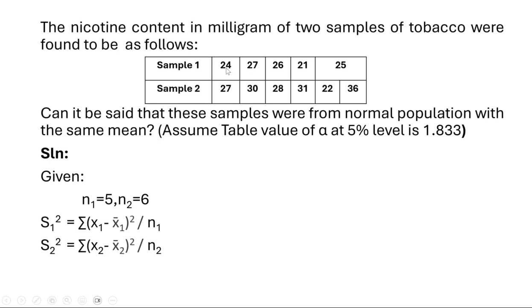N1 is nothing but the number of samples present in sample 1, and N2 is the number of data present in sample 2. So N1 is equal to 5 and N2 is equal to 6. To calculate the total population variance, we have to find S1 square and S2 square. The formula to find S1 square and S2 square is given here.